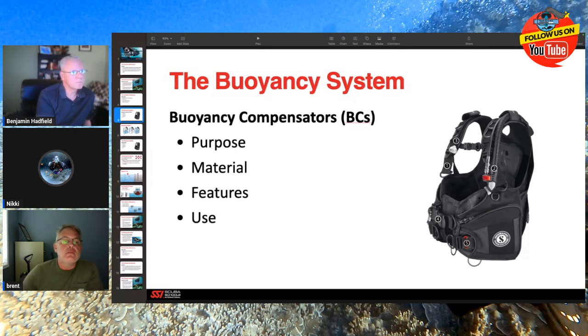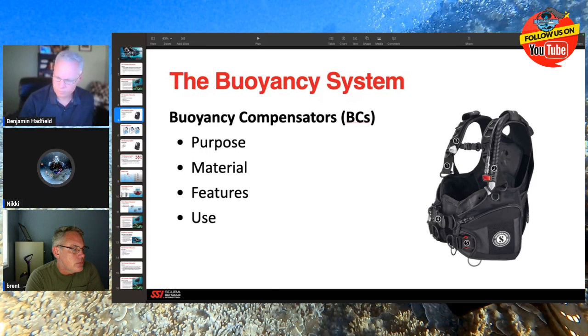So buoyancy compensators are made out of a lot of different materials. They can be made out of nylon. Some of them have rubber bladders. You can see, like on this one at the shoulders up here, we've got metal D-rings. A lot of times they have plastic buckles, and there's a lot of different things going on within them. So I kind of like this image because this is one example of a buoyancy compensator, similar to the ones that we have in the shop, but there's a variety of them.